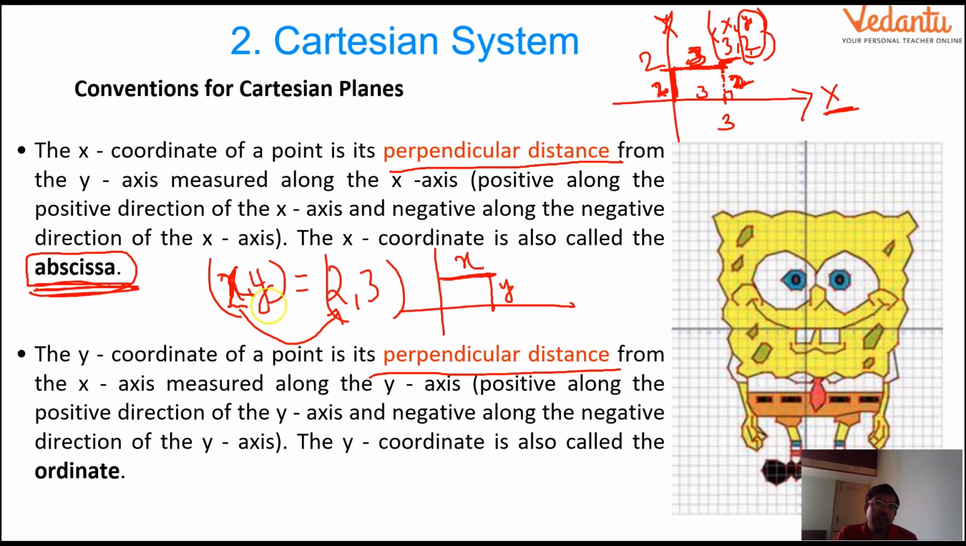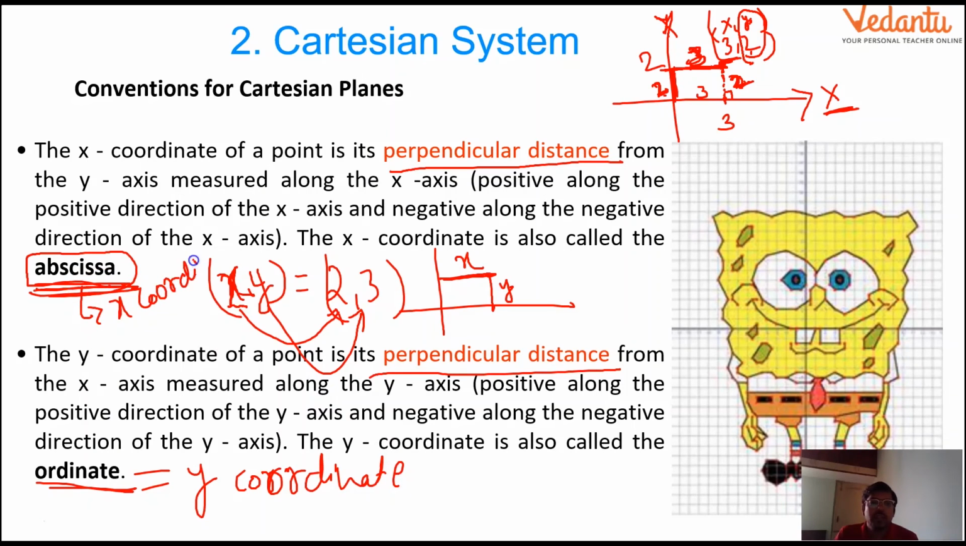And similarly for the y coordinate, we have a different name that is called ordinate. Only ordinate, it's not coordinate. It's ordinate, O-R-D-I-N-A-T-E. So this is the y coordinate. And this is x, abscissa, called the x coordinate. So I guess you would have been able to understand this. If you have understood, let's move on and see some examples.